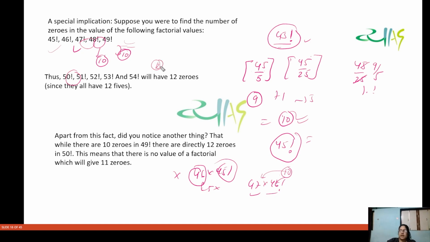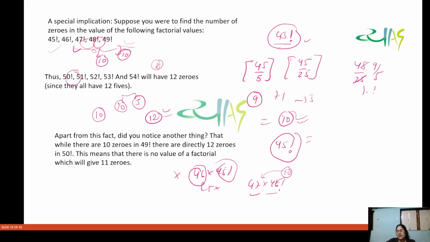And similarly, factorial 50 will have how many zeros? 12 zeros. Okay. Why? Because we know already factorial 45 had 10 zeros. These numbers added no zeros to it. And when factorial 50 came, 50 is 10 into 5, and 1 five more. So we got 2 more 5s here. So the number of zeros will become 12.